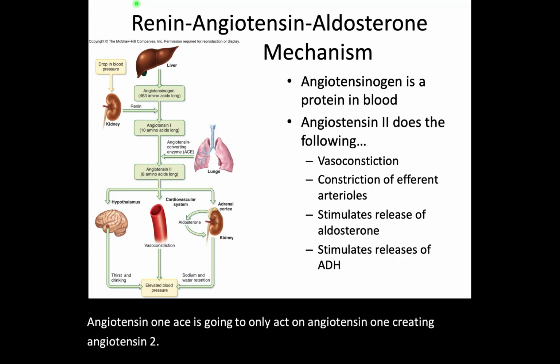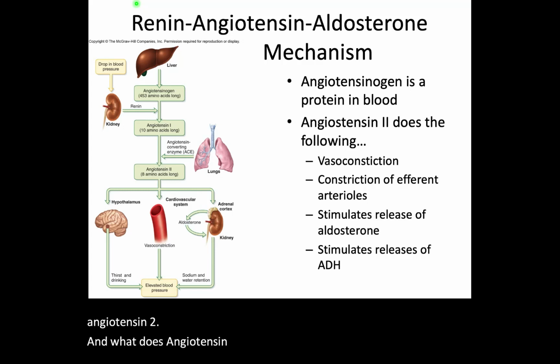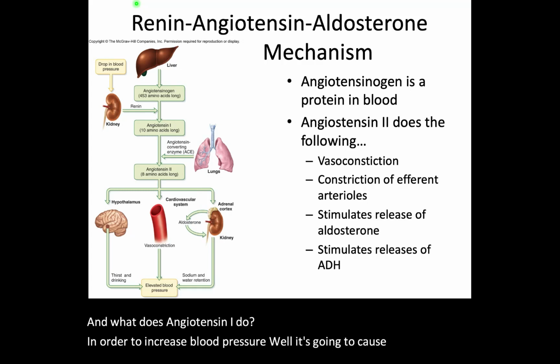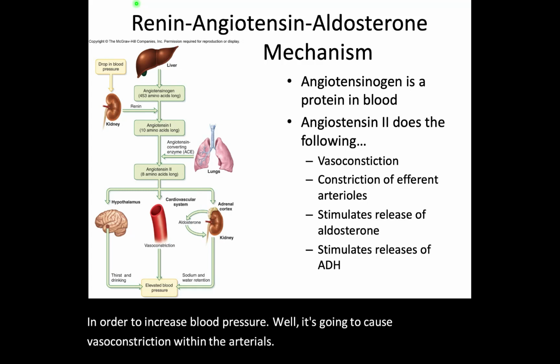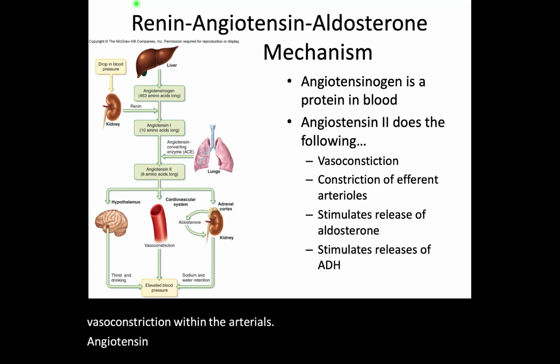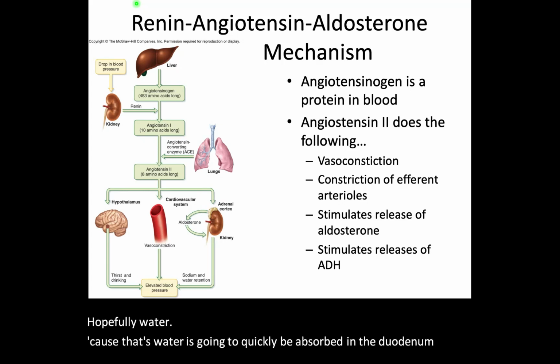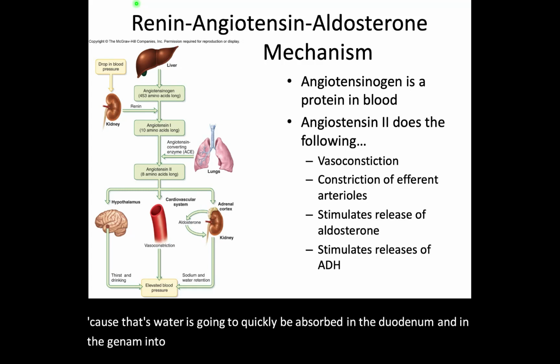And what does angiotensin 2 do in order to increase blood pressure? Well, it's going to cause vasoconstriction within the arterioles. Angiotensin 2 is going to tell the hypothalamus to initiate the thirst complex. It's going to make you drink, hopefully water, because that water is going to quickly be absorbed in the duodenum and in the jejunum into the cardiovascular system to increase blood plasma levels, to increase that blood pressure.